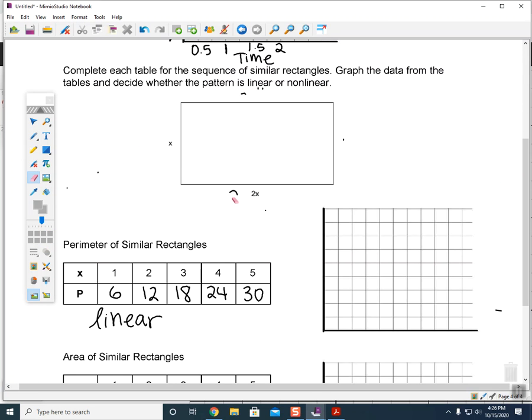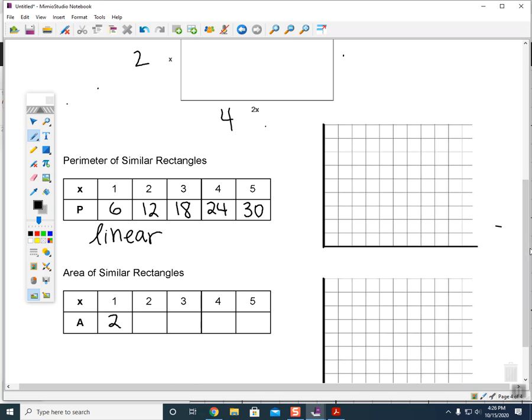If x is 2, right, I have 2 here, 2. And then 2 times 2 is 4, so then 2 times 4 is 8. So when my x is 2, my area is 8. All right, if x is 3, right, this becomes 3. 3 times 2 is 6. 6 times 3 is 18.